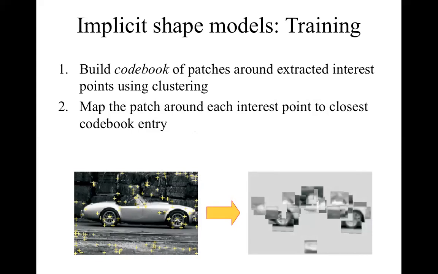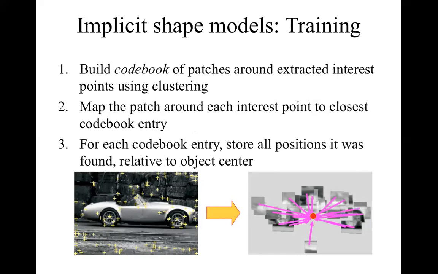Then you map the patch around each interest point to the codebook entry. So you have this assignment from, for example, the k-means clustering, and of course you are going to store the position, the displacement with respect to the object center.